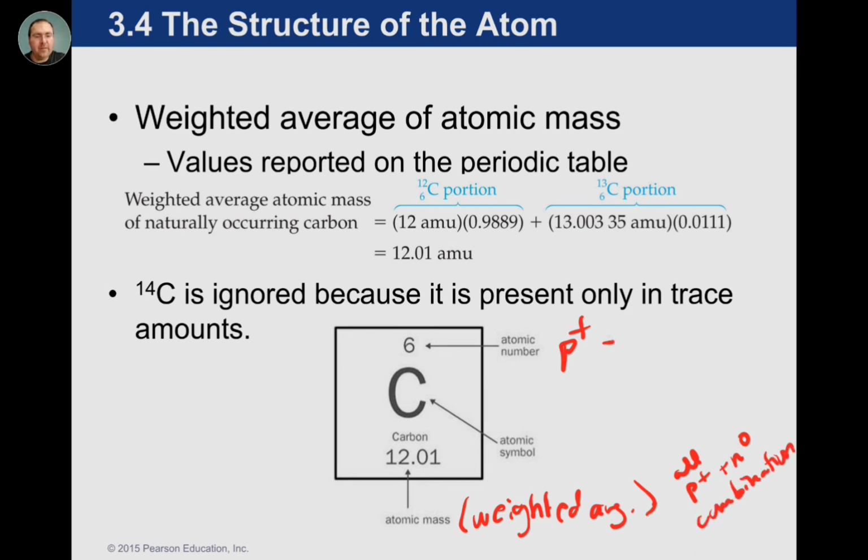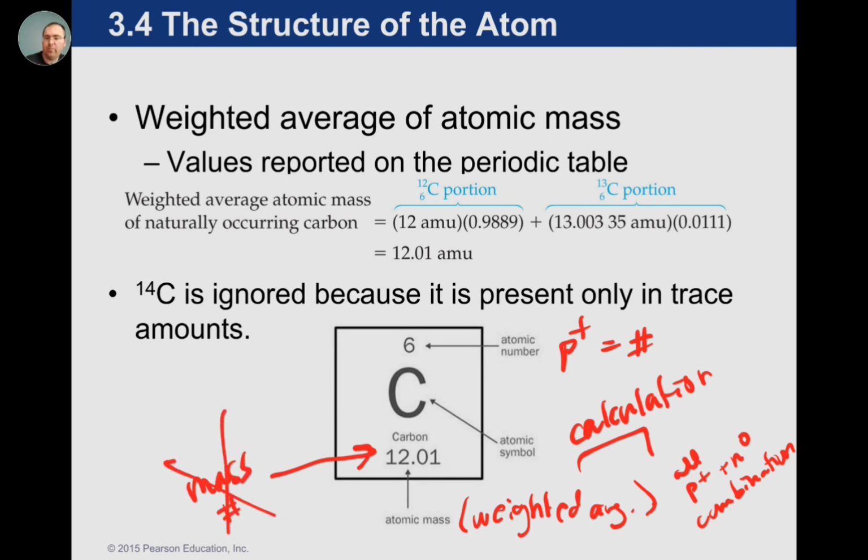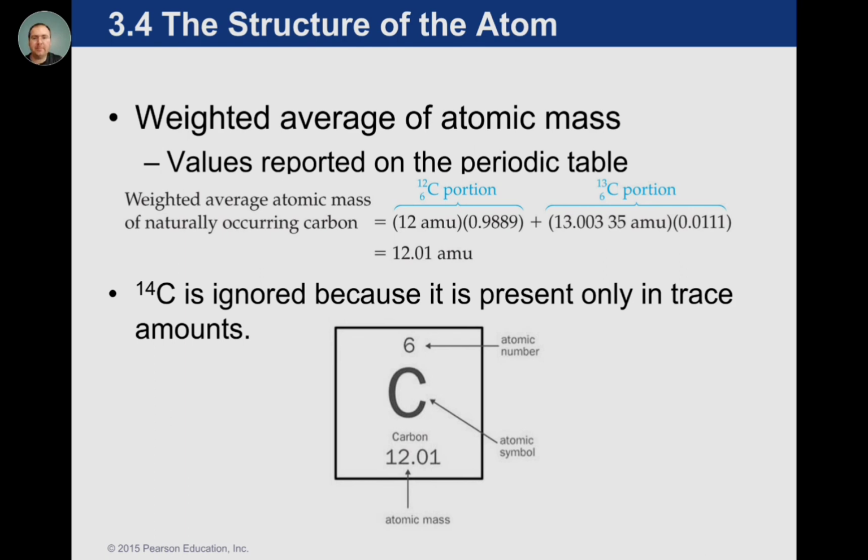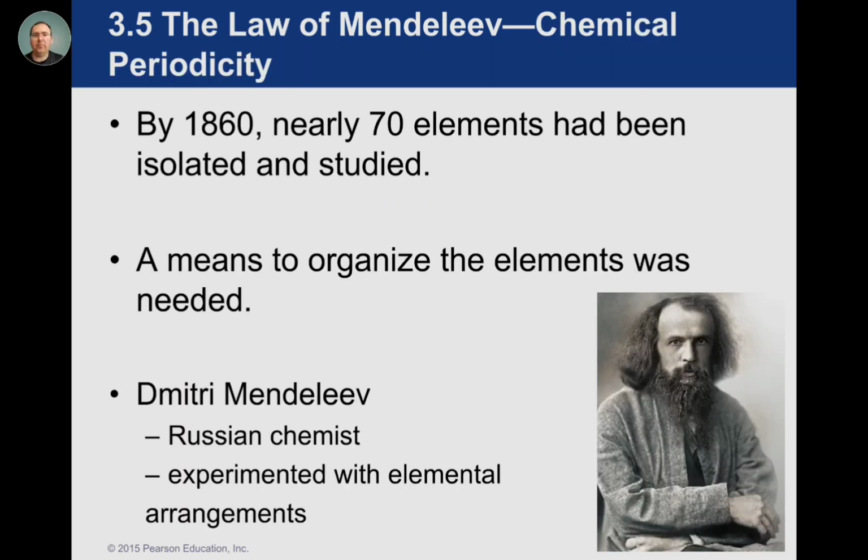So this is a number. Protons is just a number. This weighted average, that's a calculation. So you can't use this number as a mass number because a mass number is just a number. So be careful. That's the biggest mistake that students make. They think that this number is a mass number. This number has a decimal because it's a calculation. So try not to think of mass numbers in this way because that's the biggest hang-up students have in this particular chapter and concept. So we'll pick up next time with the periodic table.